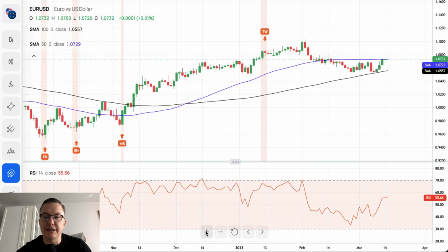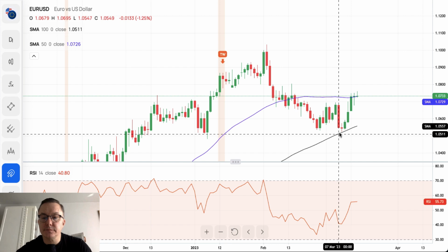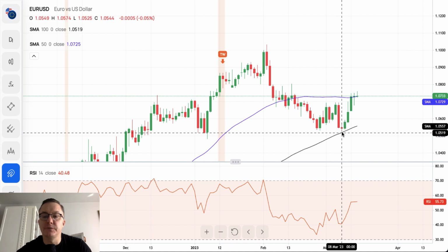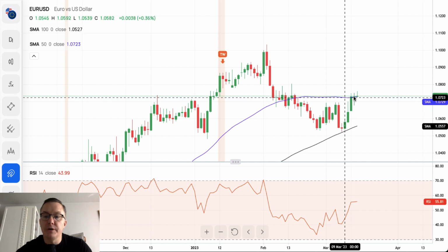So this is a daily time frame chart of the euro dollar, and you can see we tested the 100 days moving average. We bounced it first day, second day, third day, fourth day. We are trading around the 50 days moving average, just like it is right now on the US dollar index, bouncing from the 50 days moving average as well.